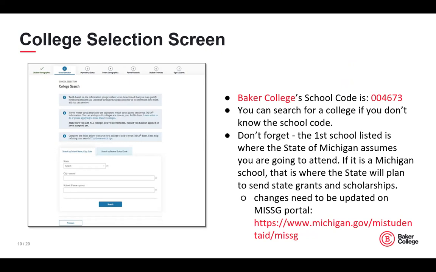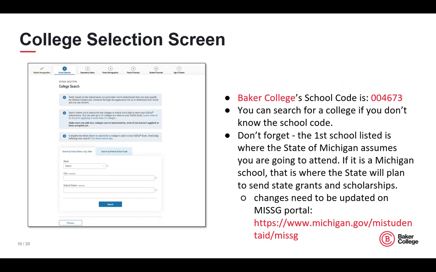Now, in order for schools to determine what financial aid you may qualify for, they need to have access to your FAFSA information. You determine which school receives that information by adding them to your FAFSA. Every school has a federal school code. Baker College's school code is 004673.